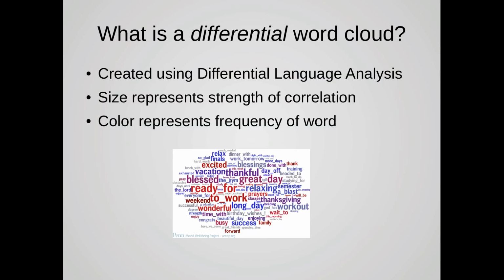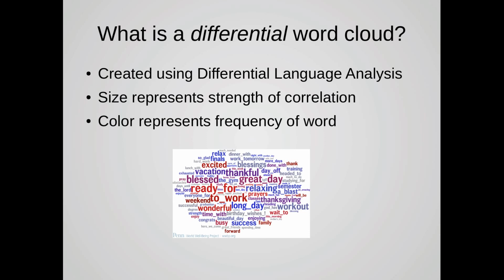A differential word cloud is one option for viewing the results of DLA. One could instead choose to look at a correlation matrix. Words are selected that have a significant correlation with a given variable that describes a body of text or the creators of that text. Size of words in a word cloud are based on the strength of a correlation, and color is sometimes associated with frequency of a word.